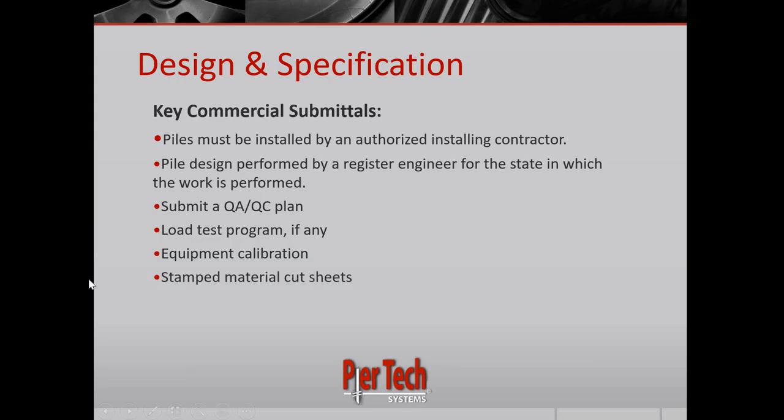Next would be stamped material cut sheets. So we'll provide cut sheets for the material we're doing, but they'll want them stamped for the state of work. That's part of the third-party engineers' scope of work. So they will then review those material cut sheets for this project along with their calculations and stamp that for the use on this project.